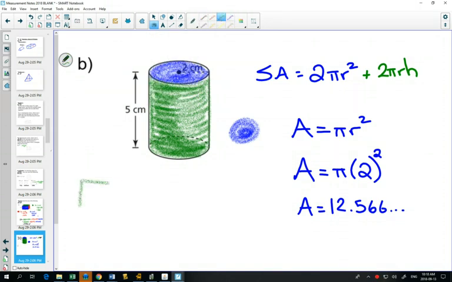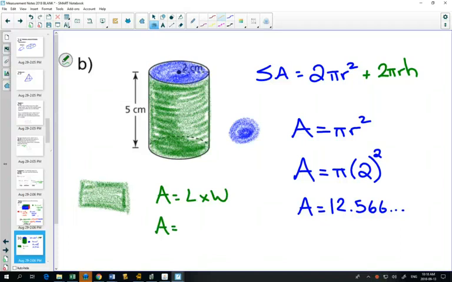Take out my highlighter, crayon. In green, if you took that paper off, it would make a rectangle. The area of a rectangle is length times width, and the length is our circumference, and the width is our height. And again, I'm doing extra here to help you see where it comes from, but we already have that in the formula. The 2 pi RH is already in the formula.